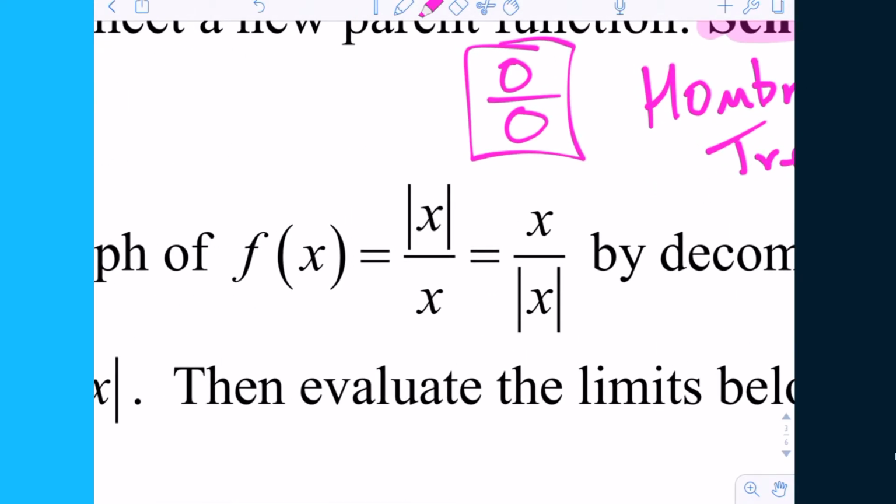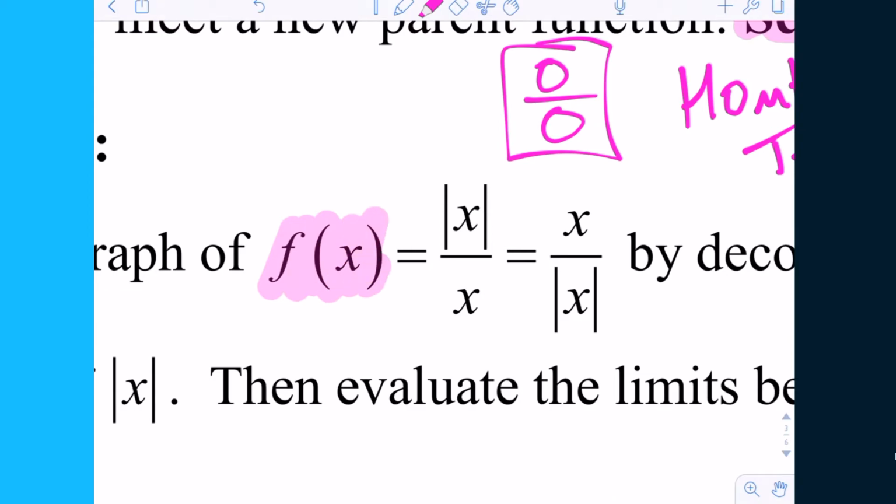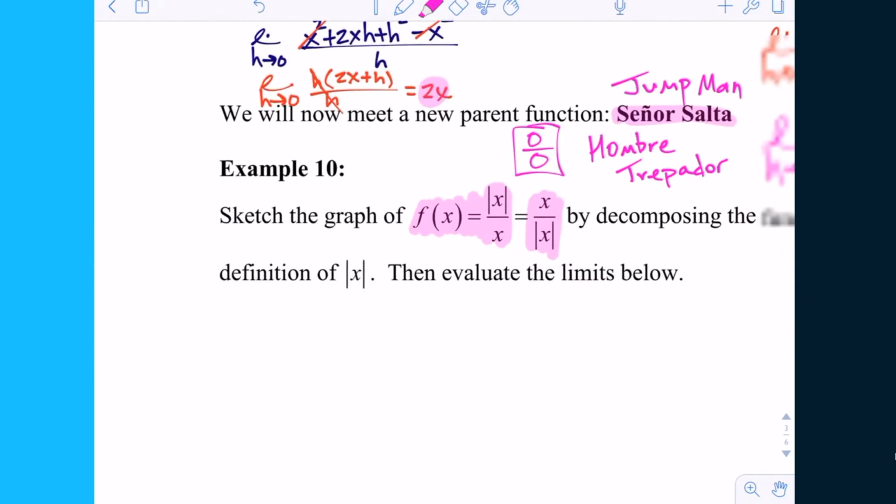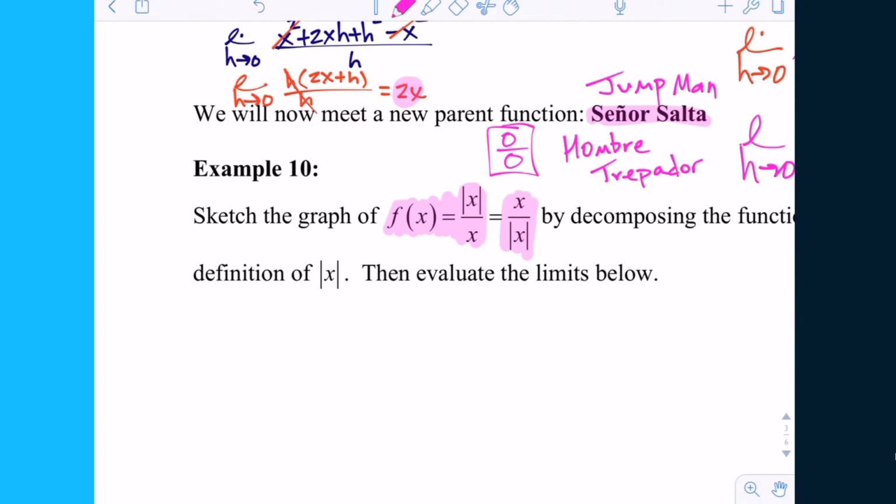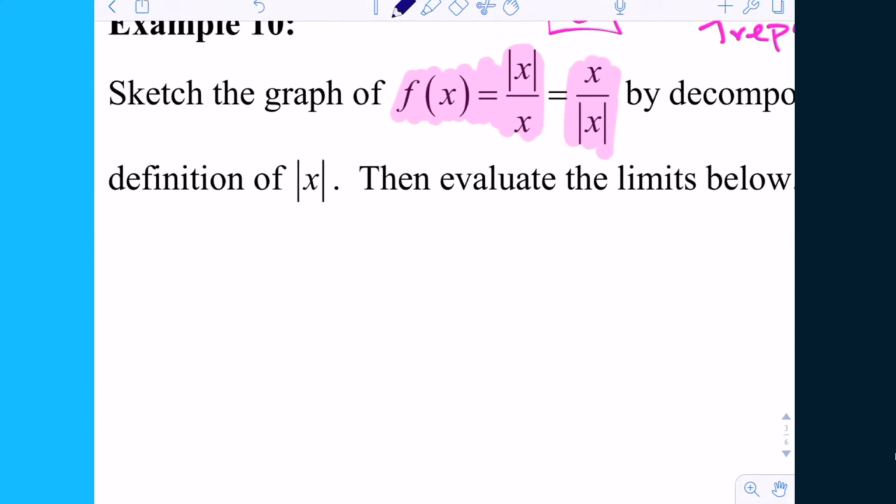Jumpman is essentially this guy here. He takes on two physical identities: either the absolute value of x over x, or x over the absolute value of x. But here's what's important about it. He's a linear function over a linear function, and only one has the absolute values. Only one, okay? The top or the bottom. Linear over linear. What we're going to do is sketch the graph and see what he looks like. And to sketch the graph, we're going to decompose him into a piecewise function.